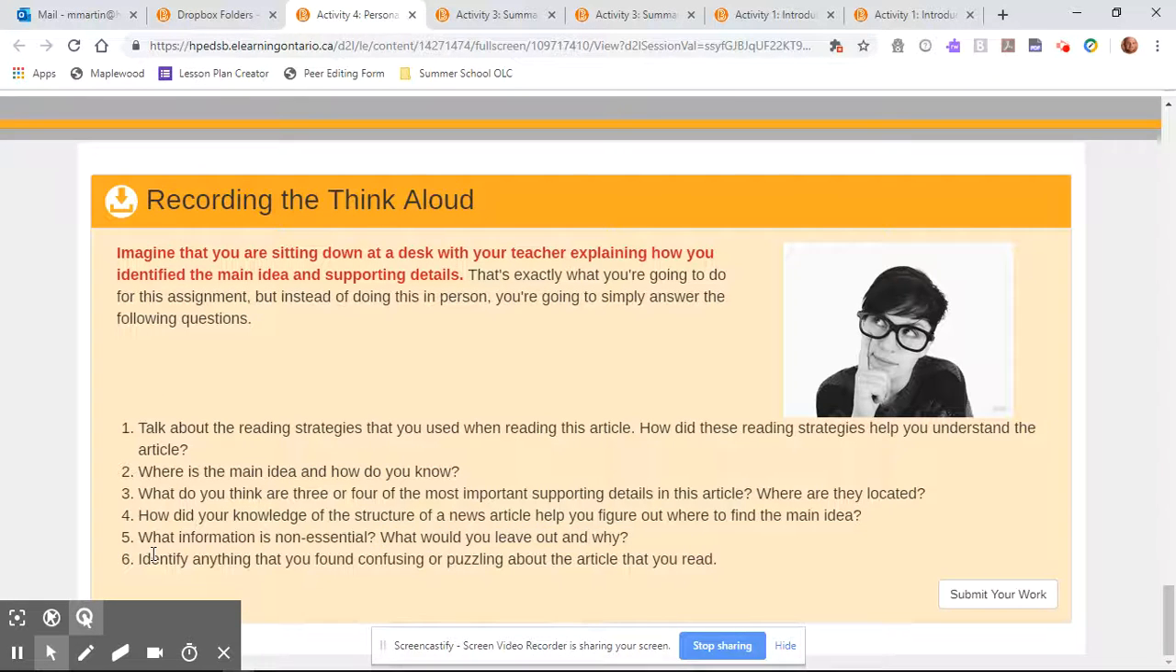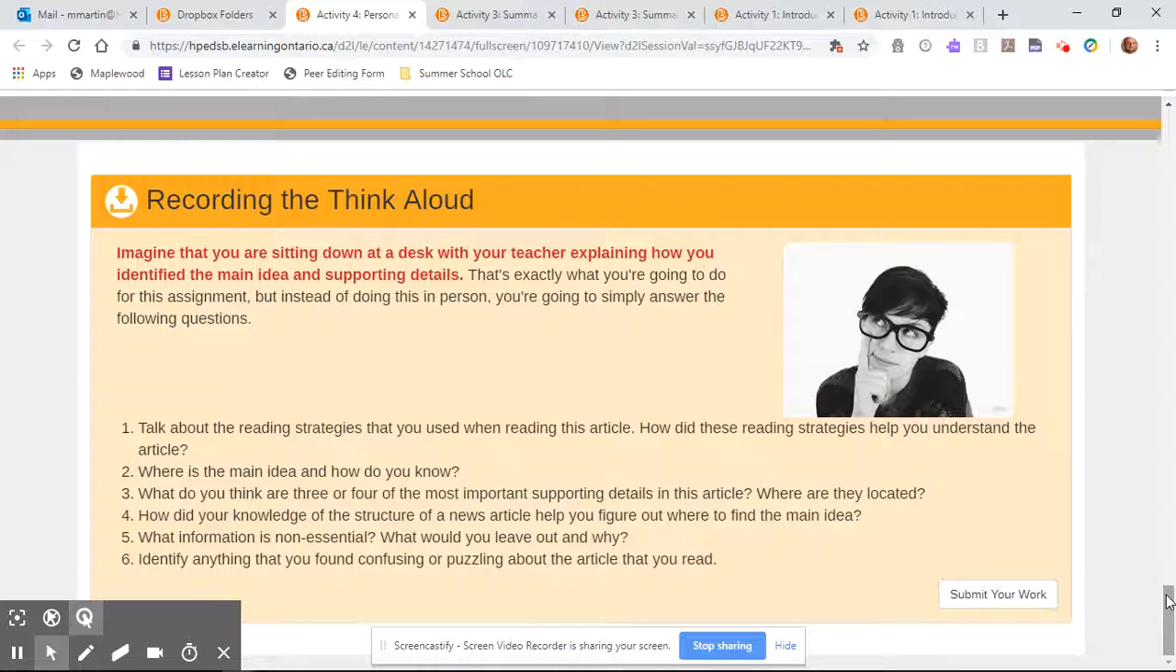And 6: identify anything that you found confusing or puzzling about the article you read. That's very much your own opinion. Try to think of something. Don't just write nothing confused me. I got it. Something must have been confusing or puzzling. If it didn't, is there anything that made you create another question that you would like to answer?